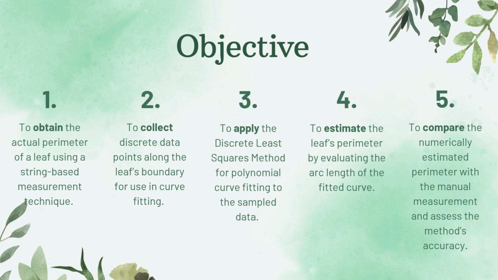First, to obtain the actual perimeter of the leaf with the string-based measurement technique. Second, to collect discrete data points along the boundary. Third, to apply the discrete least squares method for curve fitting to the data. Fourth, to estimate the leaf perimeter by evaluating the arc length of the fitting curve. Fifth, to compare the numerically estimated perimeter with the manual measurement and assess the method's accuracy.